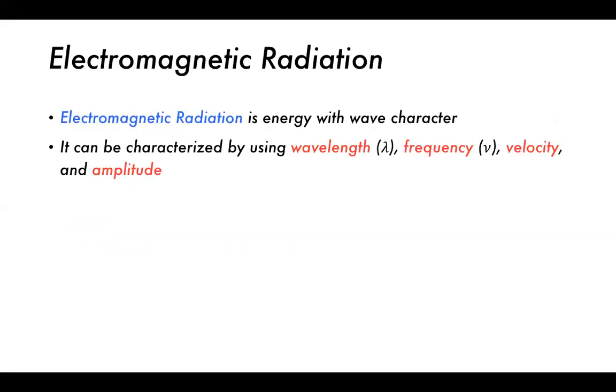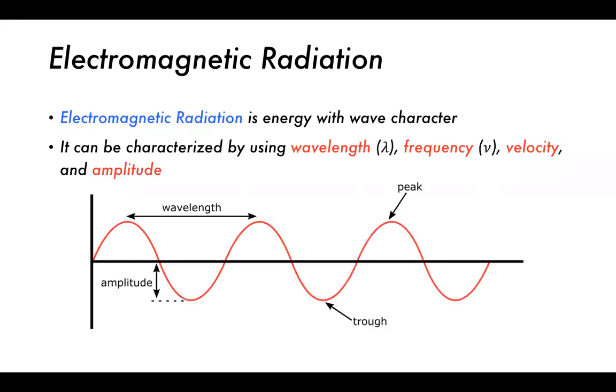Electromagnetic radiation is energy with wave character. It can be characterized by using wavelength, frequency, velocity, and amplitude. So these are all characteristics of a wave. So here is a common sine wave. It starts at the origin and it passes through time and space. It oscillates around a central fixed position, which is known as the axis of propagation.